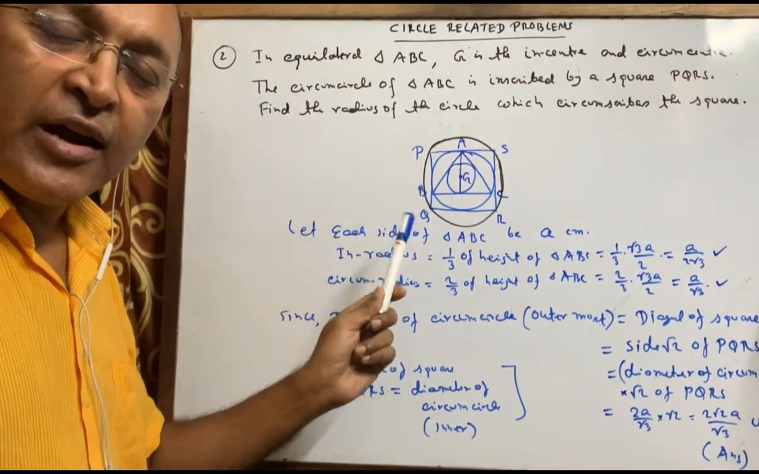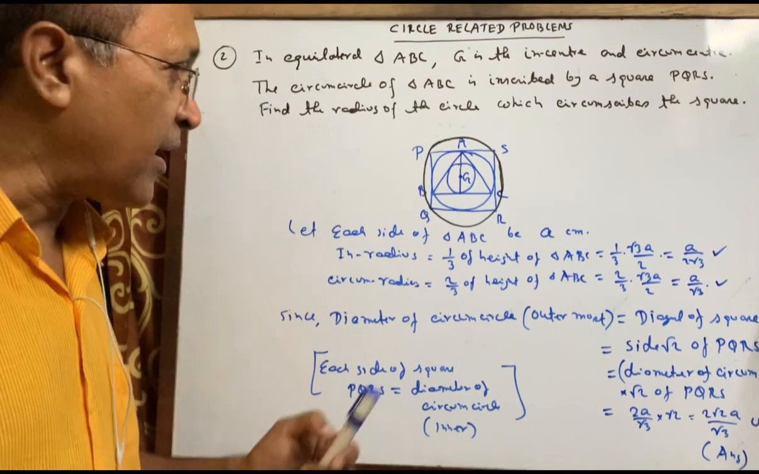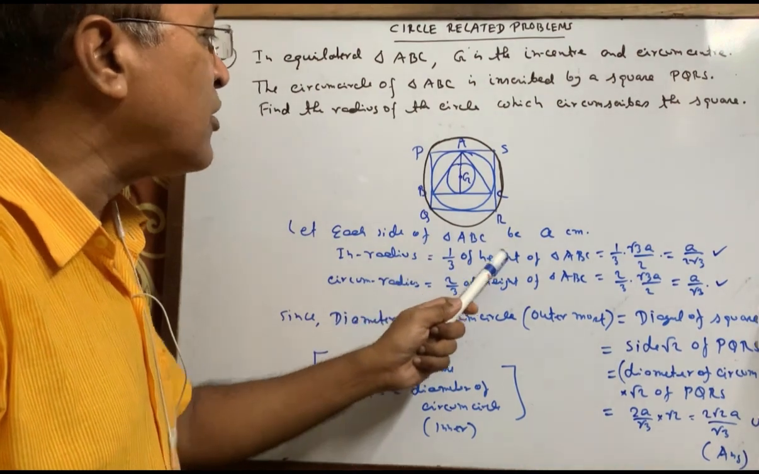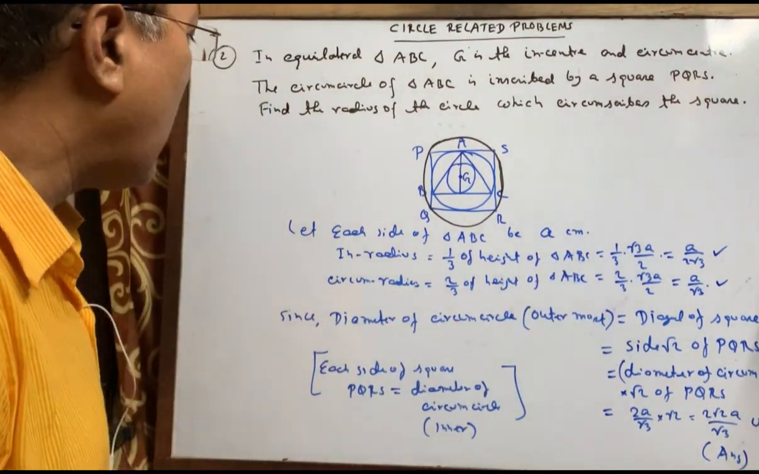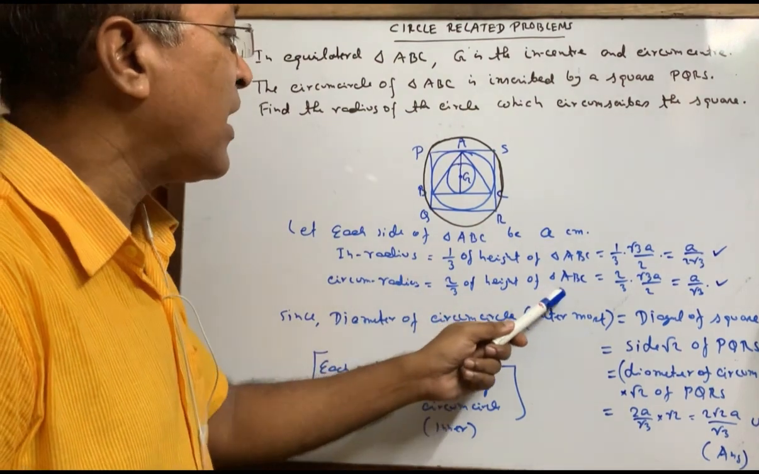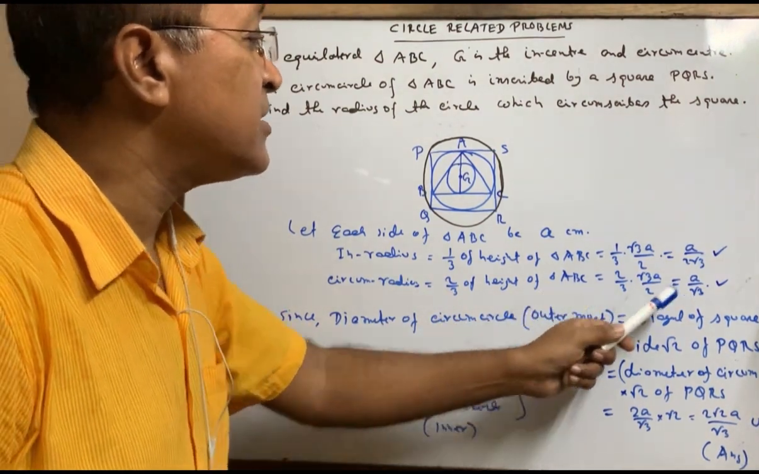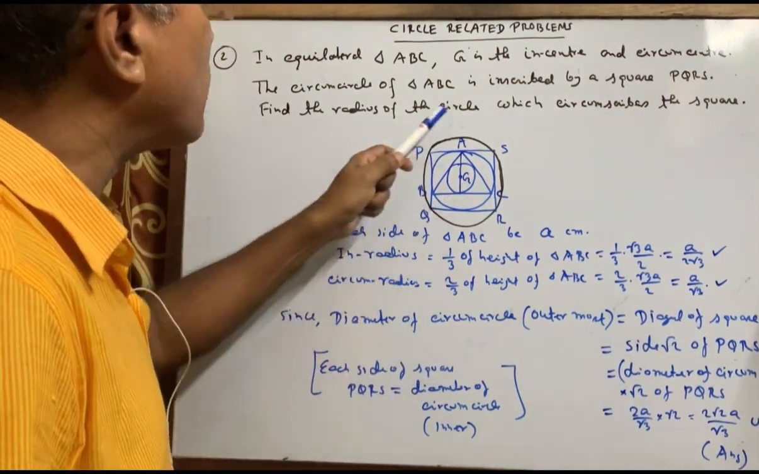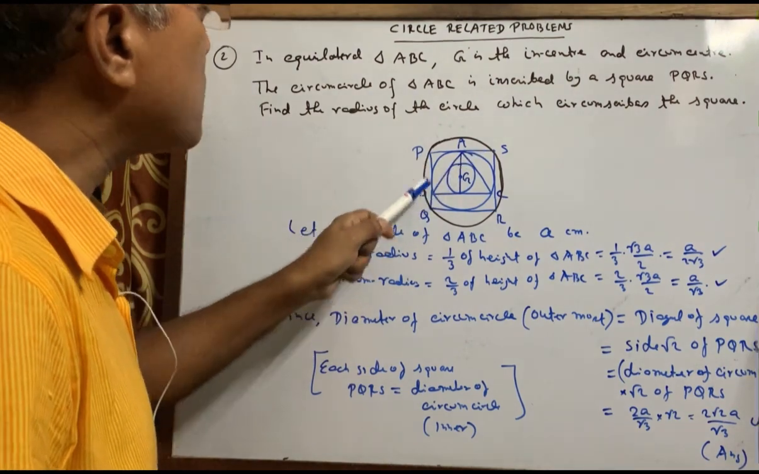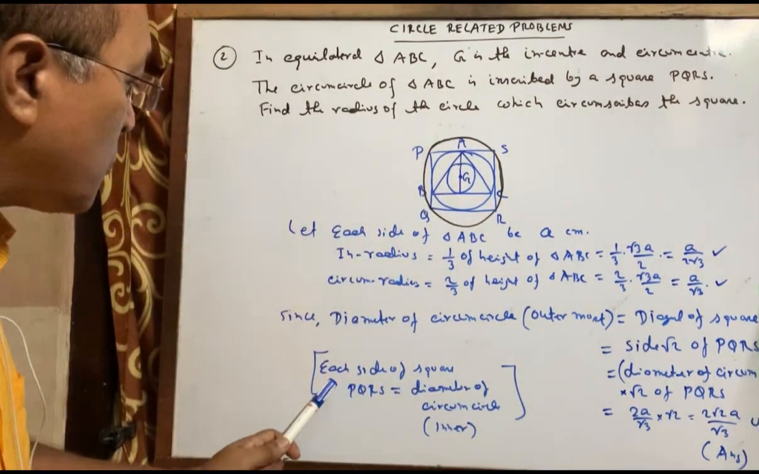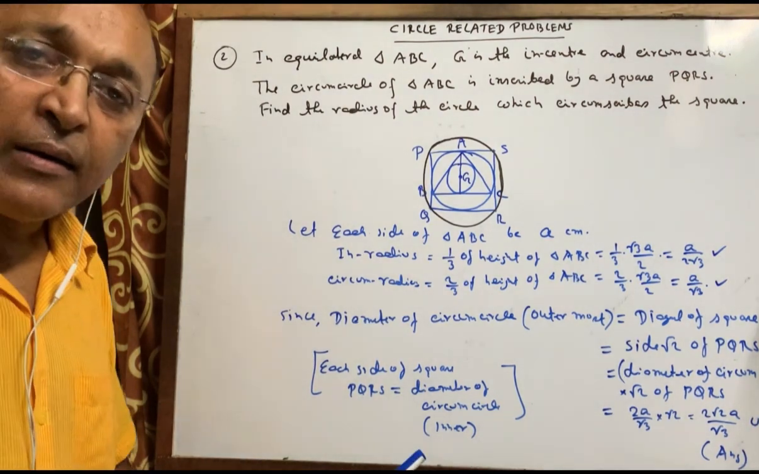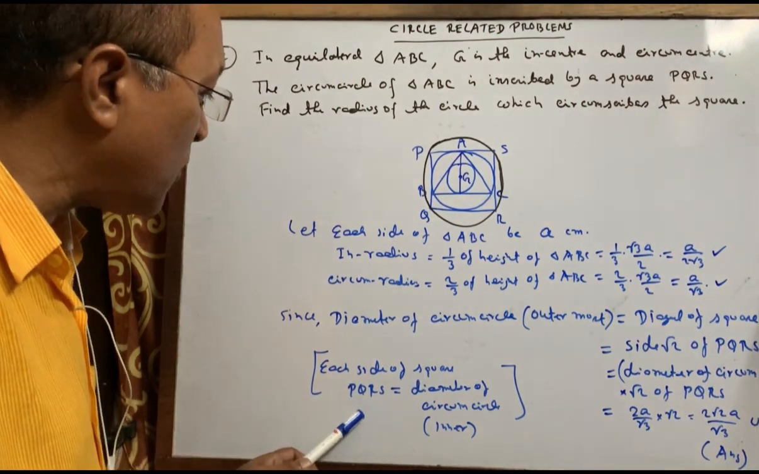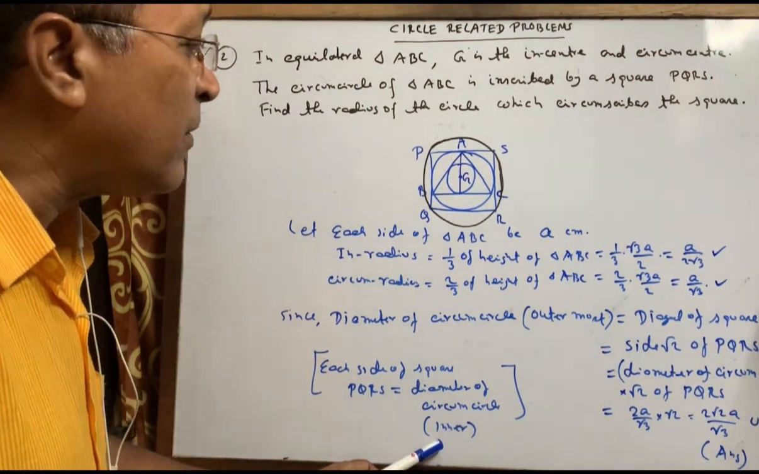Here each side of triangle is being considered as a, the triangle being equilateral, and all of you know that inradius is 1/3 of height of triangle, which is a by 2 root 3, and circumradius is 2/3 of height of triangle ABC, that is a by root 3. Now diameter of circumcircle outermost means diagonal of square PQRS. So the question arises, how to find diagonal of PQRS? First, all of you know that each side of square is equal to diameter of circumcircle. Okay, here it is being used.